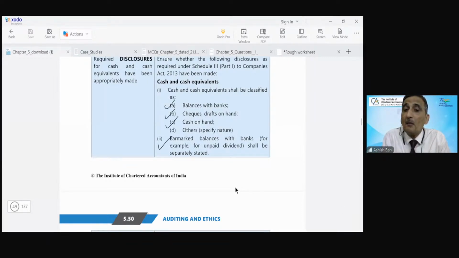earmarked balances with banks. So what are earmarked balances? Earmarked balances are those balances which are maintained for a specific purpose. Earmarked means it has been specified that these would be used for such and such purpose, like some money lying specifically for paying dividend. So that is an earmarked balance.